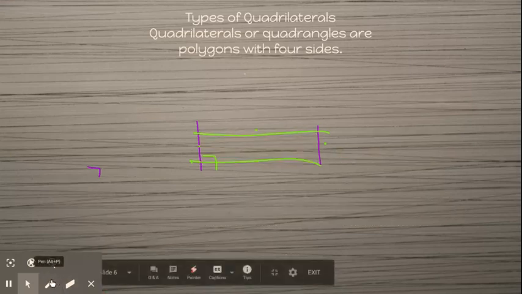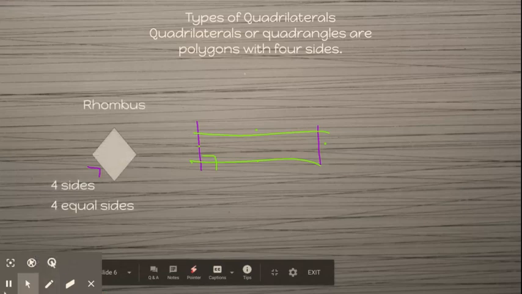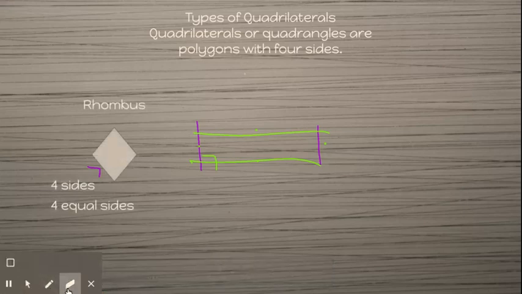All right, looking at our next one, a rhombus. A rhombus is similar to a square. A rhombus has four sides, and all four sides are equal, just like a square. The only difference is rhombuses don't have to have square corners or square angles or right angles. Whatever we call them, they don't have to have those right angles.